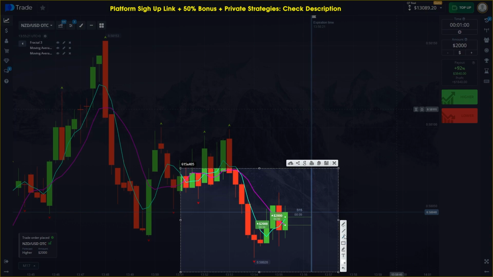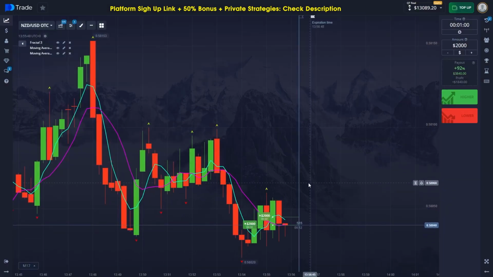First, pay attention to the fractal indicator. If we see a red downward arrow, it means the bearish trend has ended and an upward correction begins. The second signal is the intersection of moving averages. You can see that the blue one crosses the pink one from bottom to top, which means we have a bullish movement. We have 2 signals for an increase, therefore we open a trade for an increase.